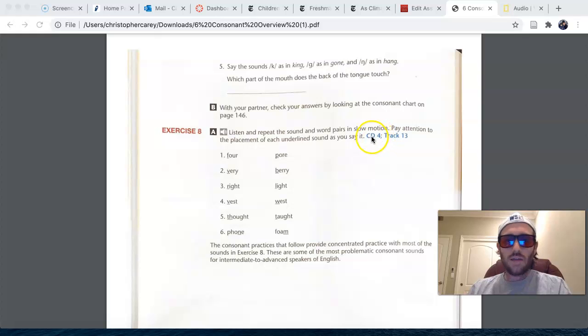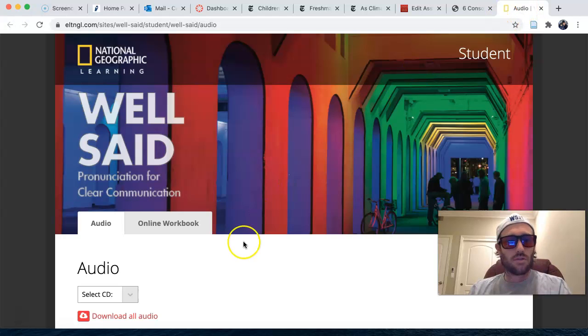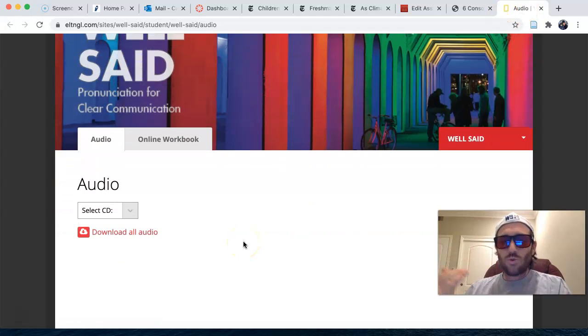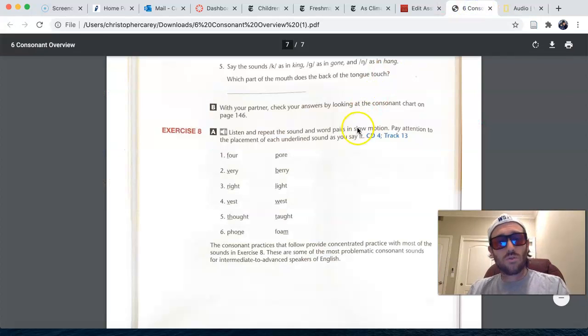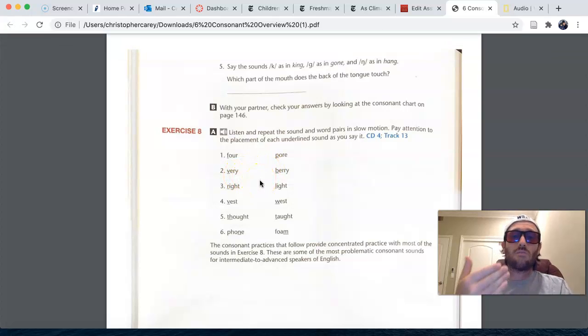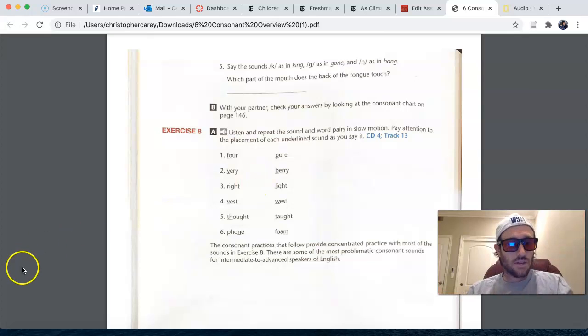Listen to them a few times. Listen to CD4 track 13, maybe 2 or 3 times. Then practice 2 or 3 times on your own these different minimal pairs. Listen and repeat as many times as you need to, and as you're doing it, again, pay particular attention to the part of the mouth, of the speech pathway that's used to produce these sounds, kind of like what we did in the previous activity.